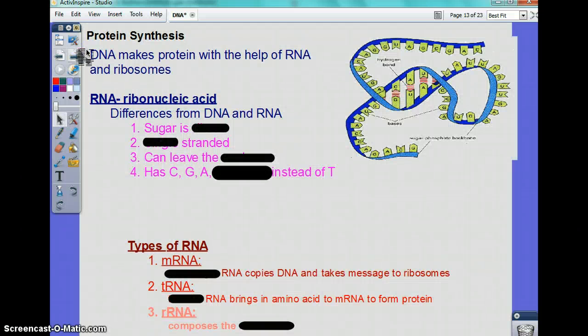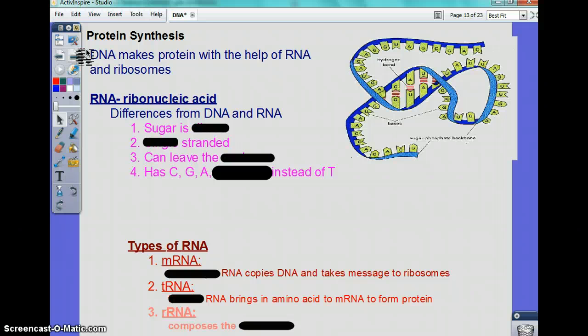Now, besides replication, DNA's main function is to make protein. And that's what we're going to talk about today, just a little overview on what is needed for protein synthesis. So, I'm going to tell you right now, DNA makes protein, and it makes it with the assistance of RNA. And what else do we know assists DNA? mRNA. Well, that's an RNA. It's a type. Good. What else?